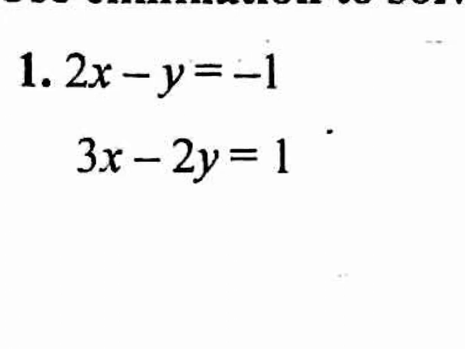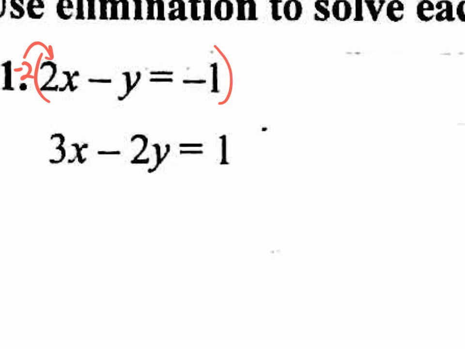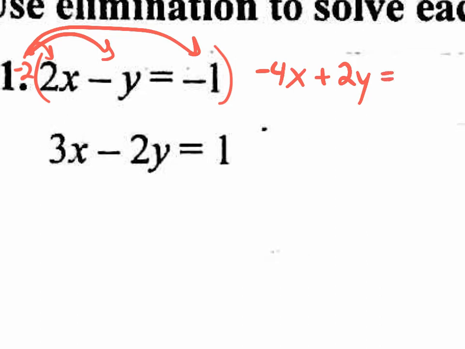So the quicker path is to modify the top equation to get the y's to cancel. I'm going to multiply the top equation by what? By -2, that's right. So when I distribute -2 times 2x, that's -4x. -2 times -y is going to be a +2y. And -2 times the -1 is going to be +2. Now the bottom equation, we're just going to rewrite it: 3x minus 2y equals 1.